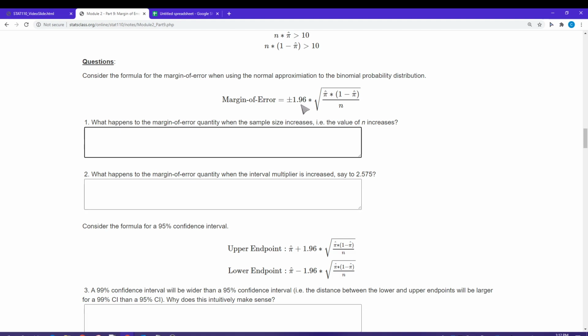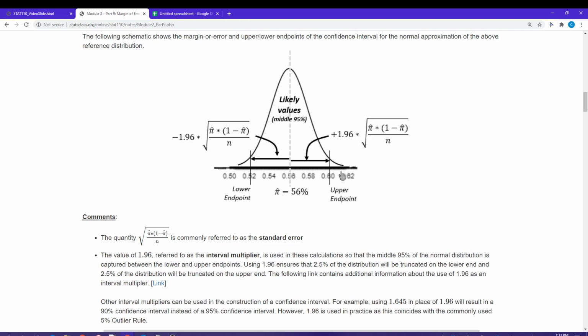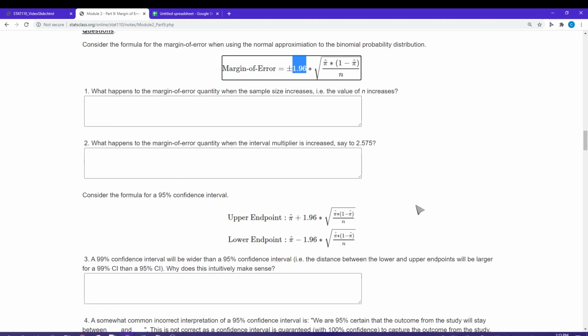On the other hand, if I increase the interval multiplier, so instead of using 1.96, we use 2.575, which is the interval multiplier for a 99% confidence interval, then the margin of error is going to have to increase. So in a 99% confidence interval, I'm truncating less. So the margin of error is going to have to be pushed out further. So I wouldn't be truncating 2.5%, but I would be truncating 0.5%. So this upper endpoint has to be pushed out further and the lower endpoint needs to be pushed down a little further. So the margin of error would increase in that situation.